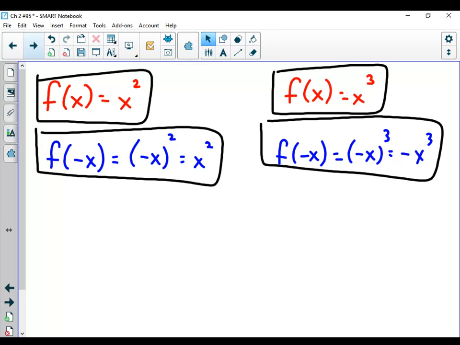Rachel, do you need any help? No, I don't think so. Okay. As you start making your graphs, look and see if there's anything you can notice about the graph.